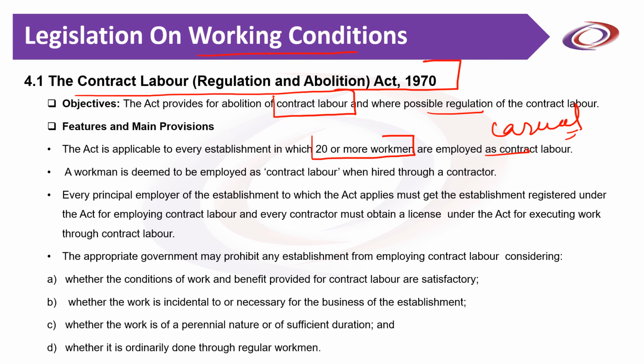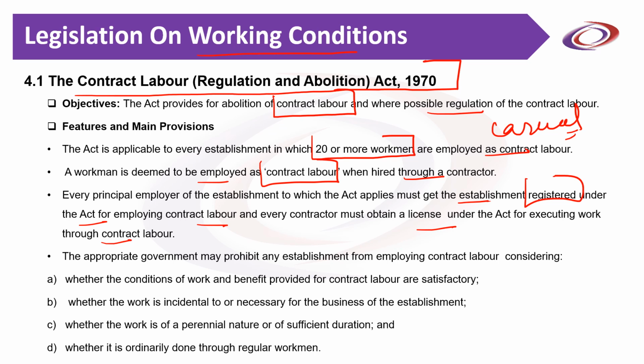Workman here is deemed to be a person employed as contract labor when hired through a contractor with or without knowledge of the principal employer. If they're employed on a contract basis, they'll be stated as a workman. Every principal employer of the establishment to which the act applies must get the establishment registered under the act. If they are employing contract labor, they must have a license under the act for executing the work through the contract labor. So getting registration and license is important. Then the appropriate government may prohibit any establishment from employing contract labor.